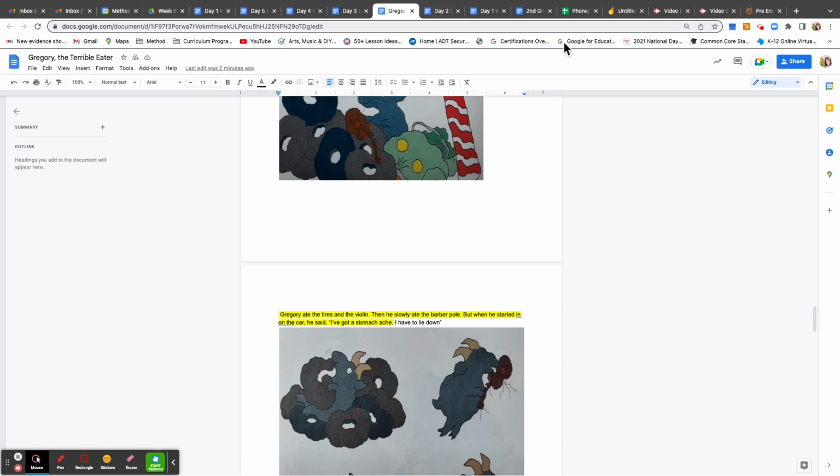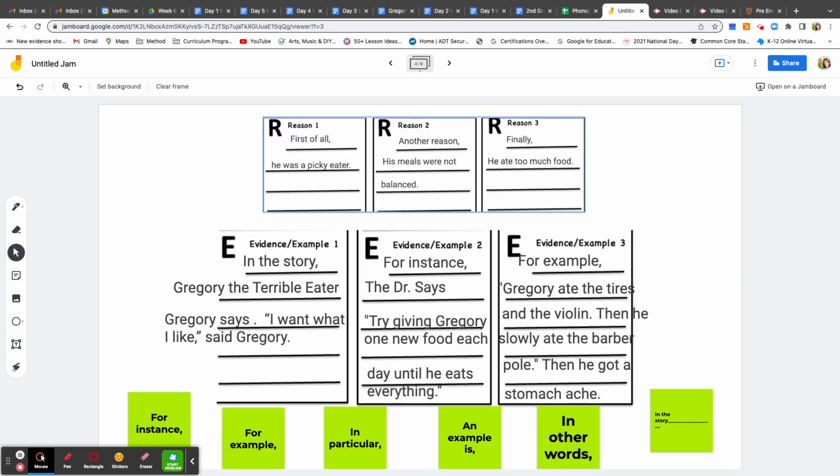So I go back to my organizer. And for my third example or evidence, I find a different sentence starter. I use, for example, and then I copy the text. "Gregory ate the tires and the violin. Then he slowly ate the barber pole." I end my quotation marks there because that's what was said in the story.